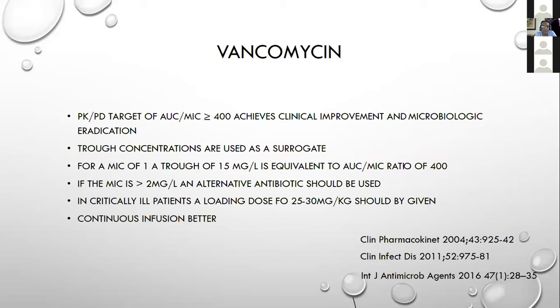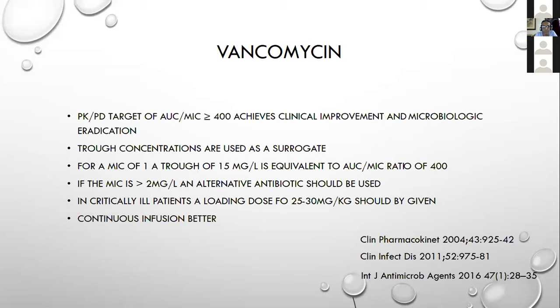So your PK/PD target for area under the curve above MIC for vancomycin, now this is vancomycin, ideally should be 400, but you can use trough levels as a surrogate. 20 would be ideal, but it also depends on when you should use vancomycin. If you do not know your MIC, then it becomes very, very difficult.